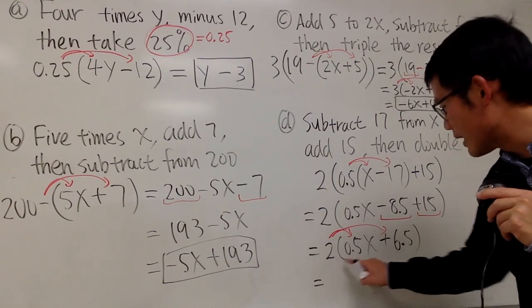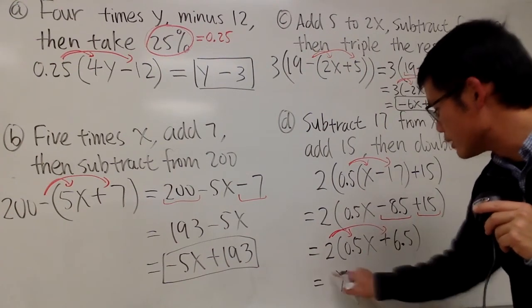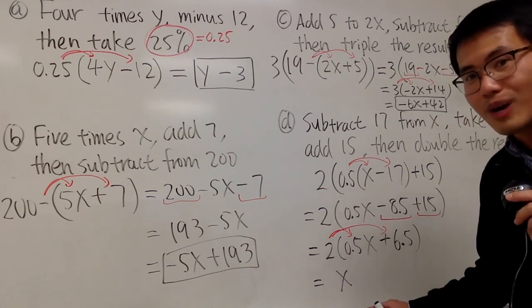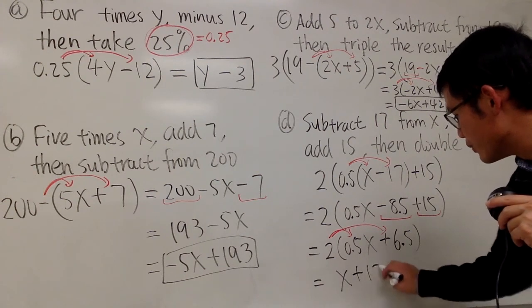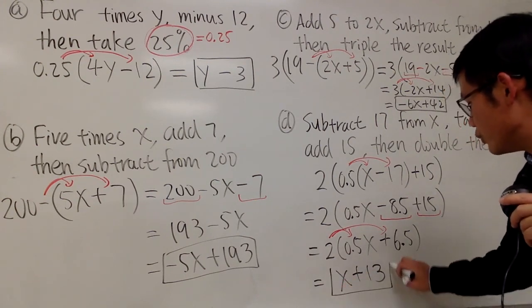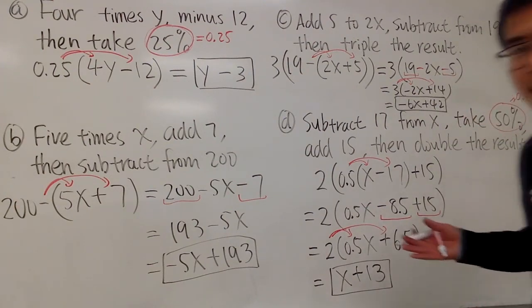So we have 2 times 0.5 is just 1, and that's the x term. It's 1x, but you don't have to put on the 1. And then the 2 times that, 2 times 6.5, this is equal to 13. So finally, you reduce this to x plus 13. Right? So this right here is it.